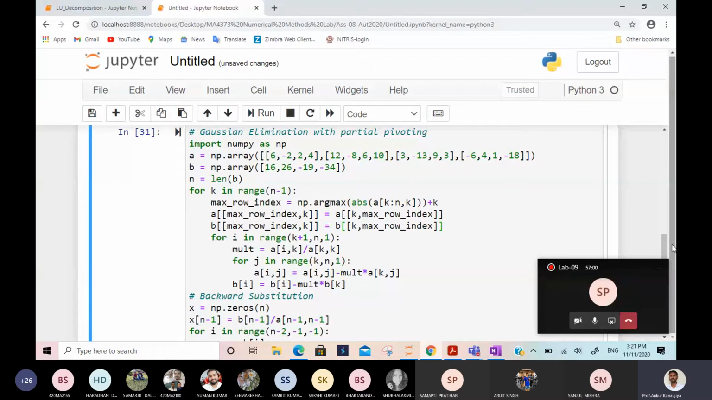See, the whole code is the same. The only change we are making is that we find the maximum entry and then interchange it with the row. Once A changes, definitely the right hand side B will also change. Now if I copy the same three lines into Gauss-Jordan, it will become Gauss-Jordan with partial pivoting. Any doubt? Tell me.